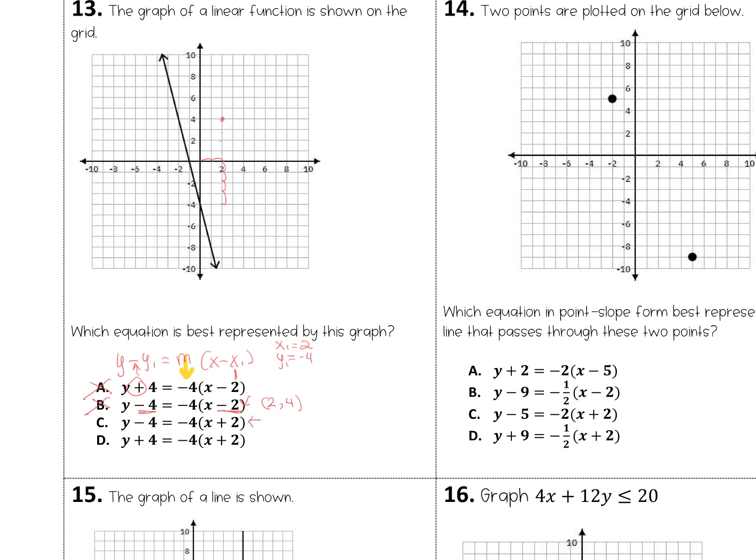This one right here, the x is backwards, so -2, +4. Let's see. Do I go over 1, 2 and up 1, 2, 3, 4? There's the point that's on the line. So it's letter C.